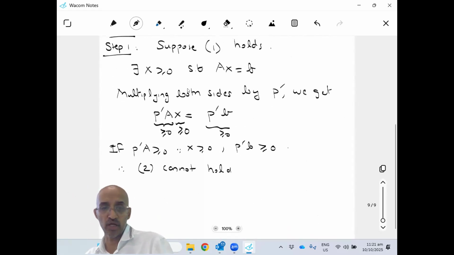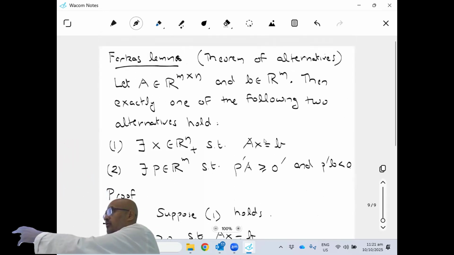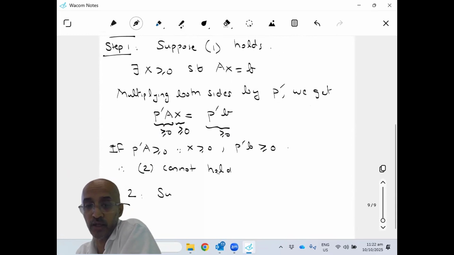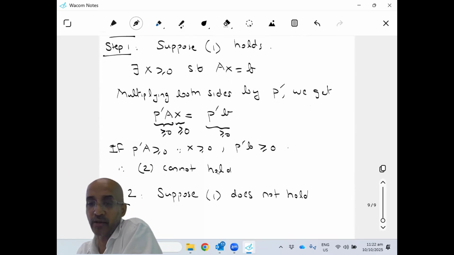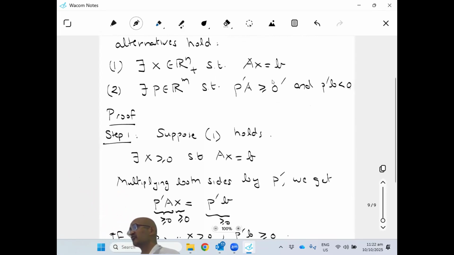So now we need to show the other direction. The other way is to show that if one does not hold, then two holds. So suppose now one does not hold. And that means that you cannot find X non-negative so that AX is equal to B.